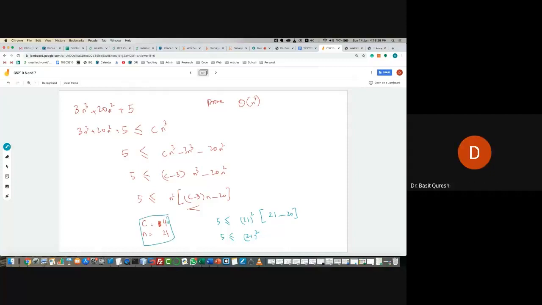So this works. But what if you pick a different value? Let's say c is 4 and n is 20. Would that work? No, because 20 minus 20 is 0, and then 0 times n squared is 0. So all of this becomes 0, and it doesn't work. So n has to be more than 21. We can say c is 4 and n is bigger than 21, and this works fine.